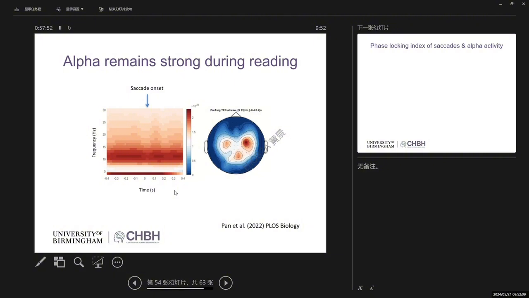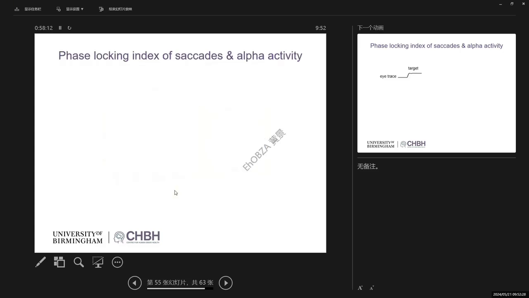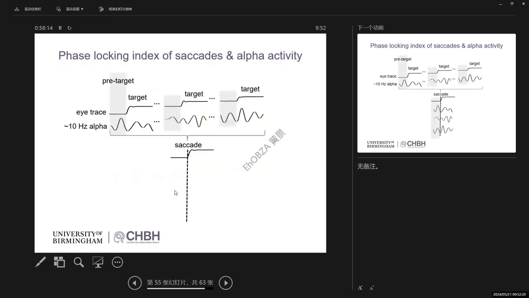And of course, this is important in the sense that we have been investigating alpha for now a few decades. And if these alpha oscillations are not related to visual processing, they are less important, right? But now we actually find they might be related intimately to visual processing. But again, the important part is how they link to saccades.